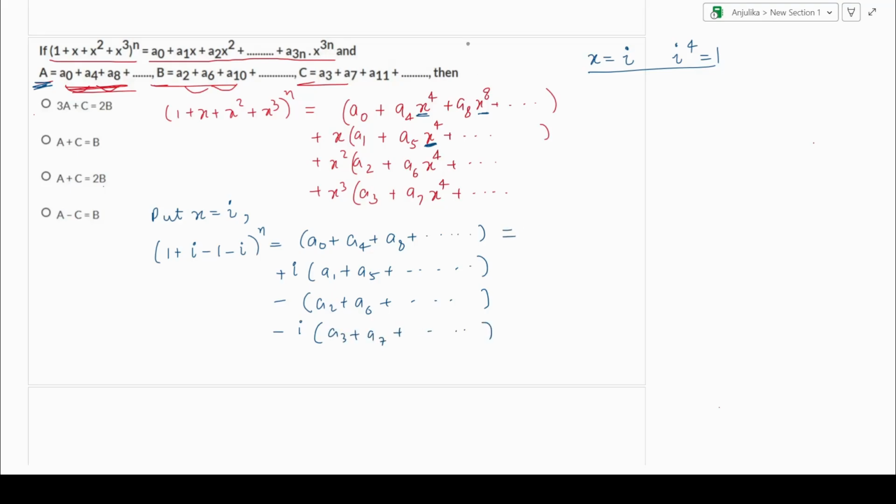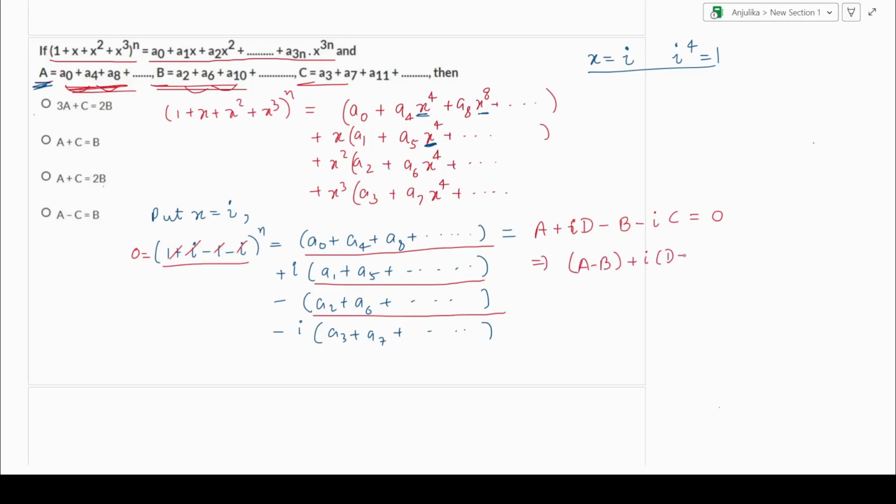Now let's write. What do we get? This first thing is capital A. What is the second thing? They haven't given the second thing, so let's call it something. I will call it D, so i times D. Now this third thing they have given you, that's B, so I'm going to write minus B, and then the last one is C, so minus i times C. What is this? 0. So this whole thing is 0. What do you end up getting? A minus B plus i times D minus C is 0.